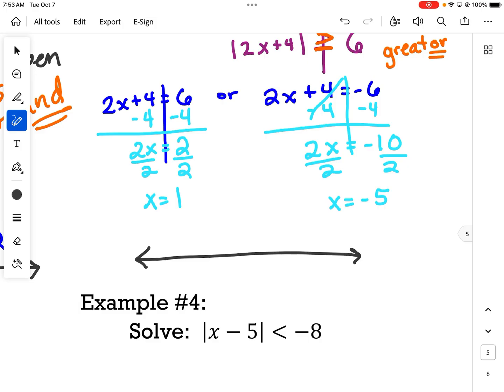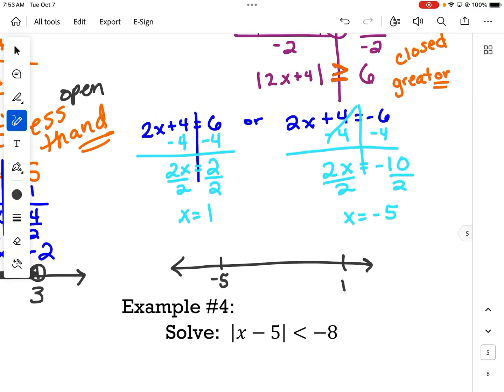Let's draw our number line. What goes first on the number line? What goes on the left side? -5 because it's smaller. And then 1, so -4, -3, -2, -1, 0, 1. And then up here we said that they were both closed. So both closed. And it's a "greater or," so we're going to go to the greater side, which means opposite directions. Shade opposite directions.